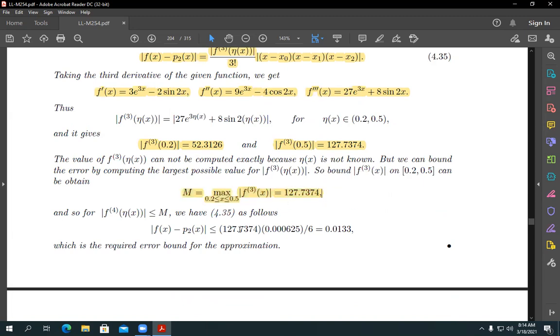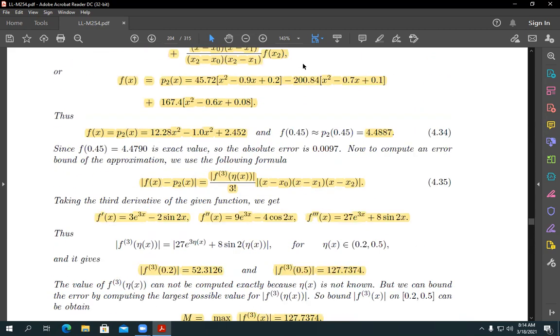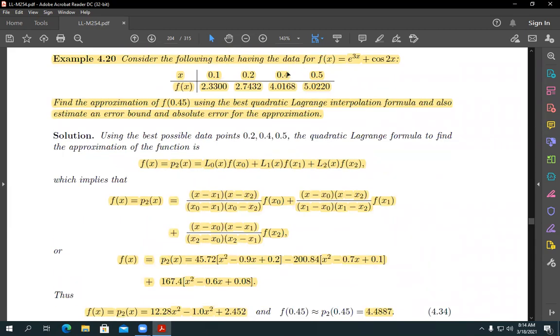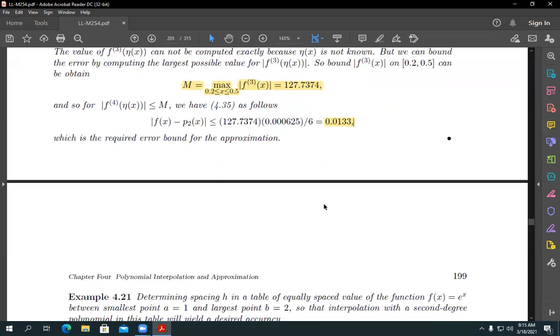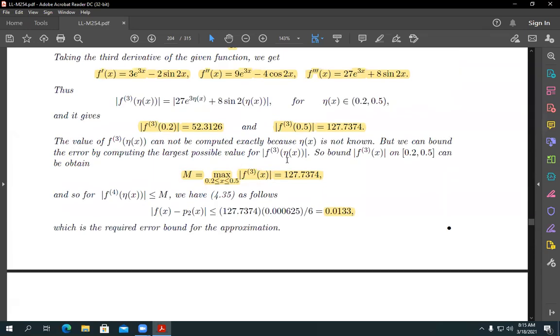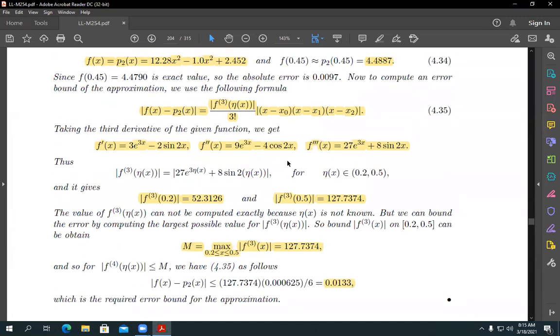Then you put M, and here x, which is 0.45, x0 is 0.2, and x1 is what? What is the x1 given? It is 0.4, and x2 is 0.5. Use these values and then you can have this one. And this is the possible error bound you have here. This is what we have for the case of this problem.